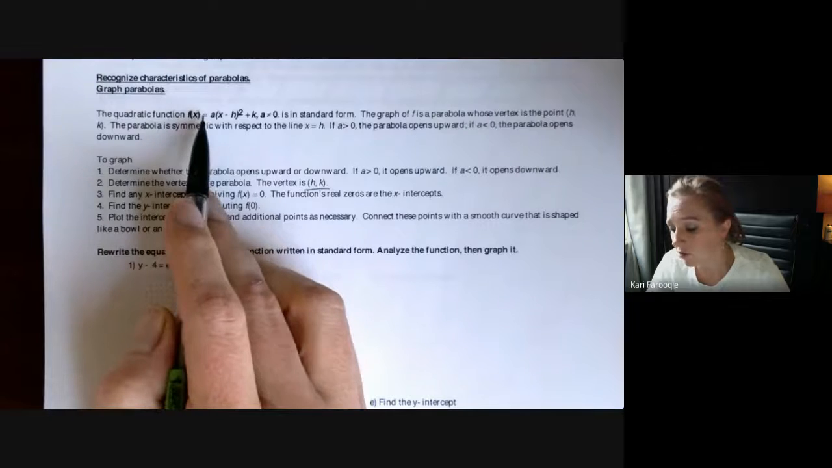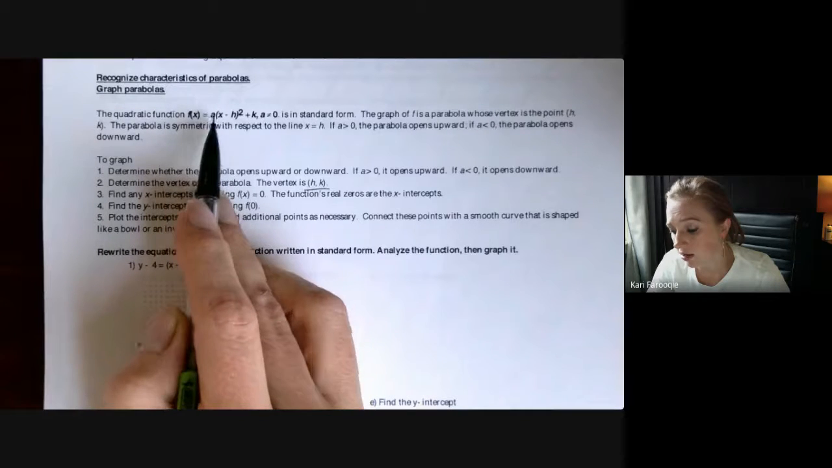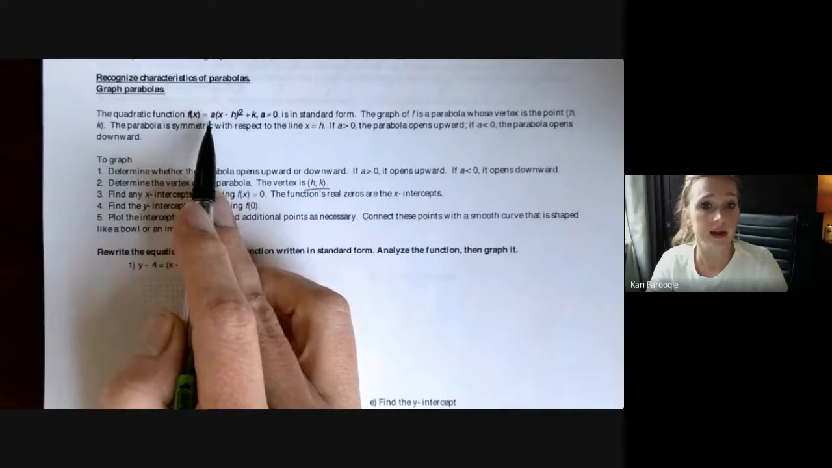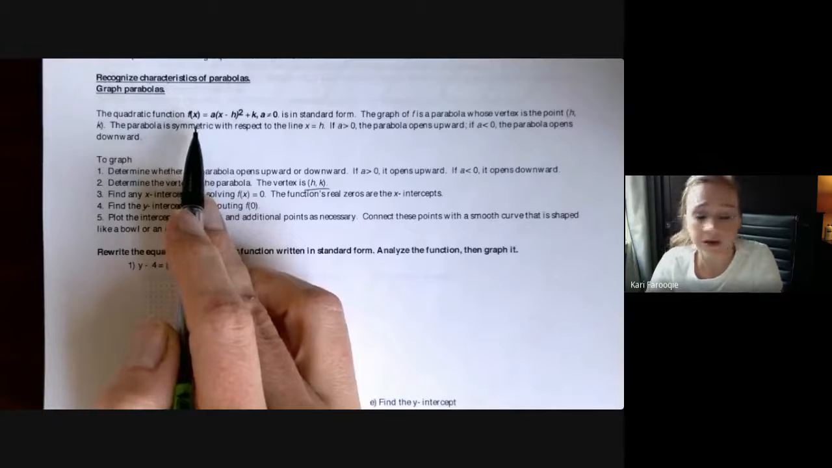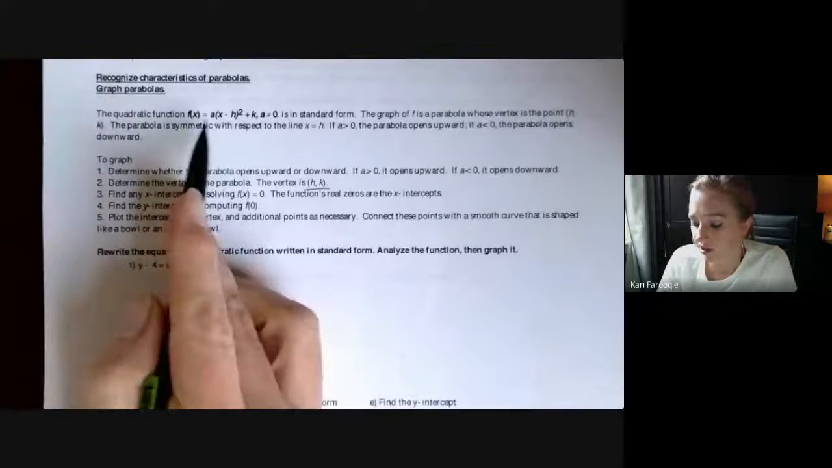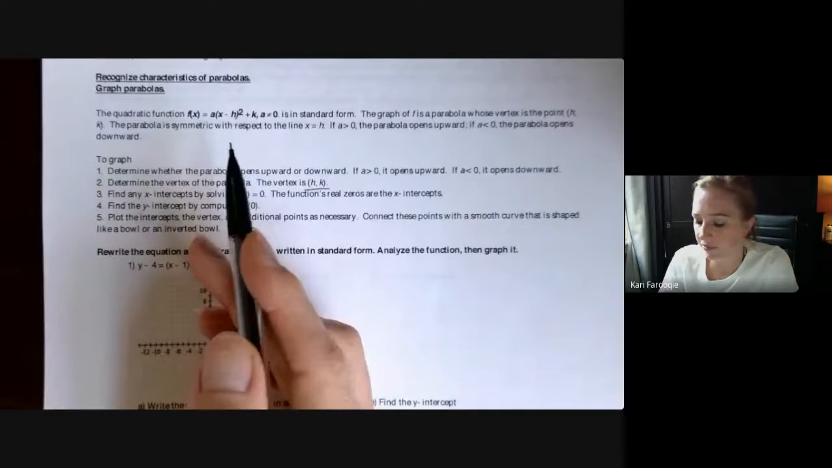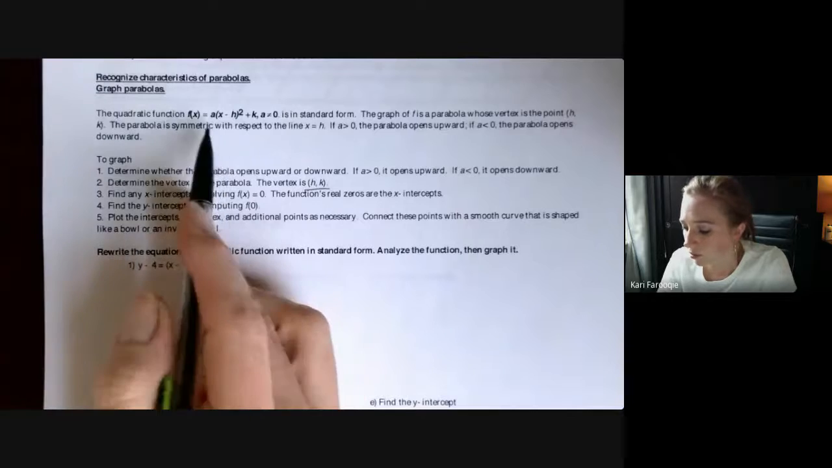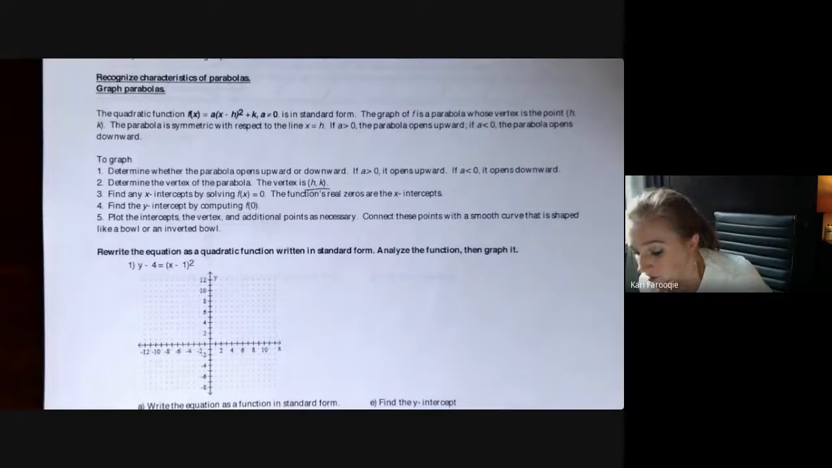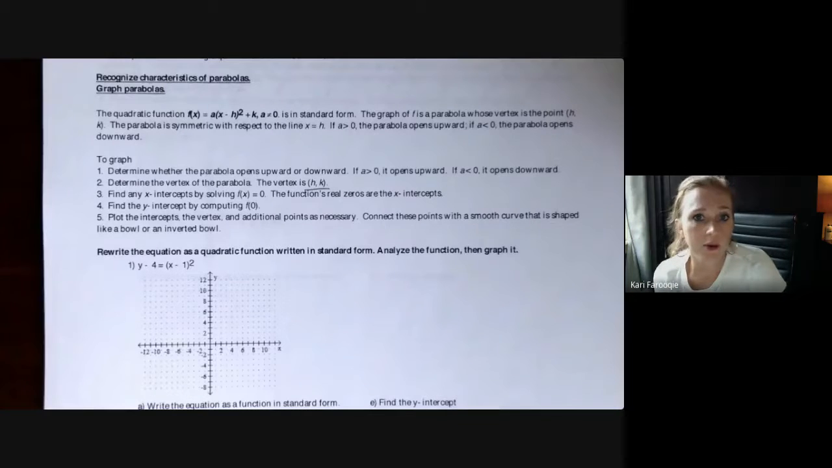So the big piece of information here, one of the major things you're going to look at, is the sign that's in front of this factor. And it could be that a is 1 and you don't even see it written. If it's positive 1, great, it opens up. But if it's just a negative sign, it's -1, then your graph is going to open down. So that's a big piece of information there. So to graph our parabolas, we are going to determine first whether the parabola opens up or down. That's a really good starting point. We're going to write it down, opens up or opens down, whichever it is, so that we know for when we go to graph it.